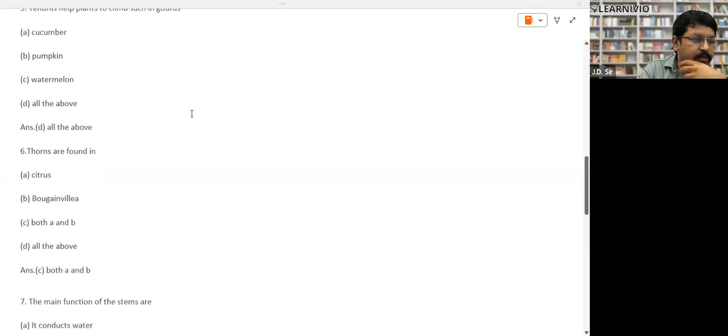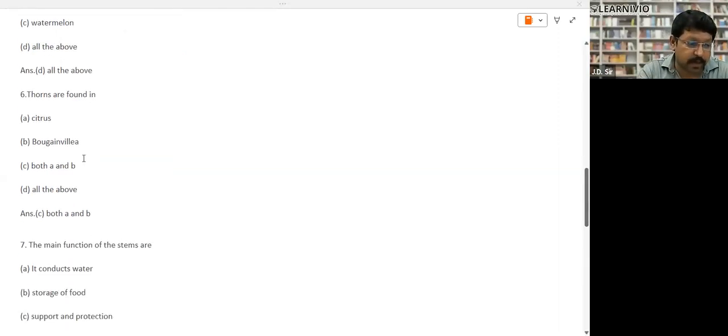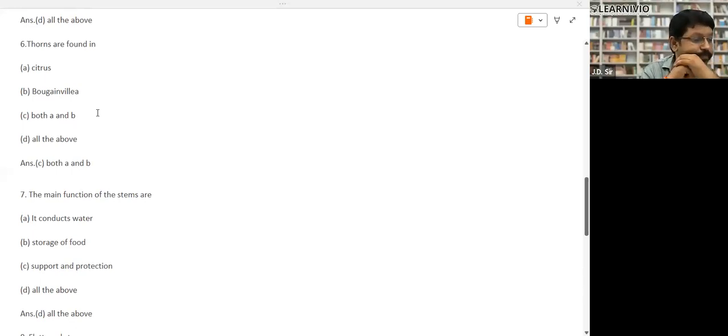Tendrils help plants to climb. Remember the example, tendrils, such as in pumpkin, cucumber, and watermelon. Thorns are found in, tell me where. What is the difference between thorn and spine? Martin will tell. Martin, what is the difference between thorn and spine? Are they the same or different?